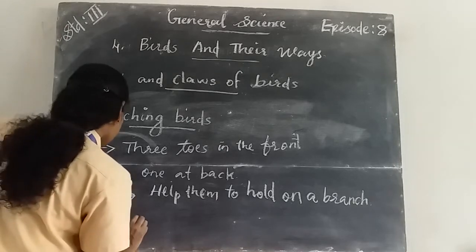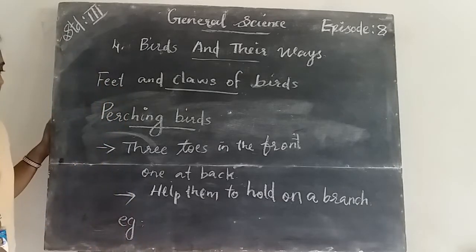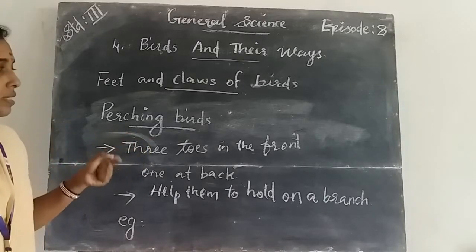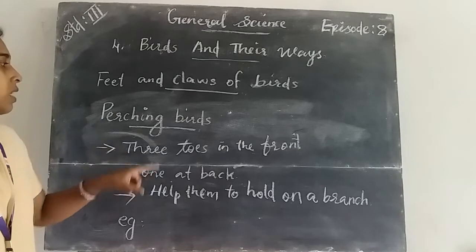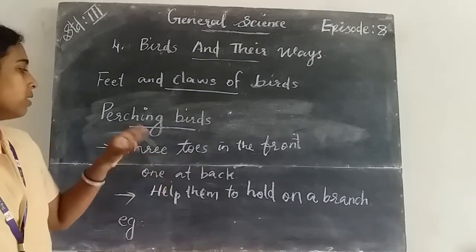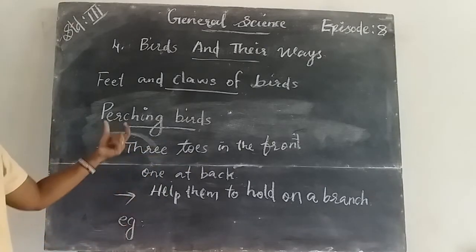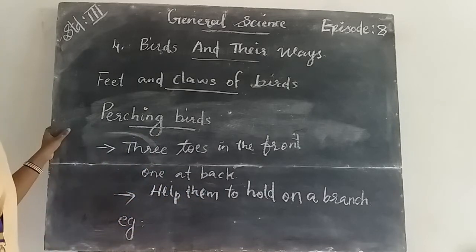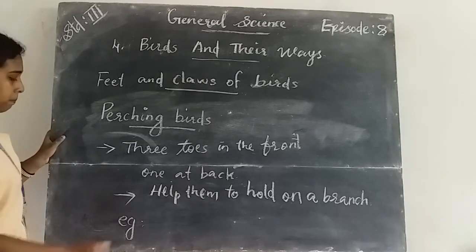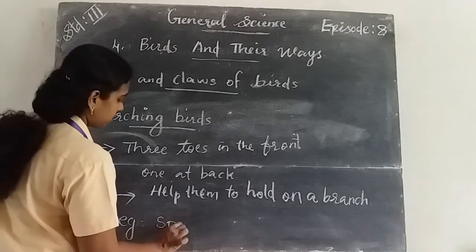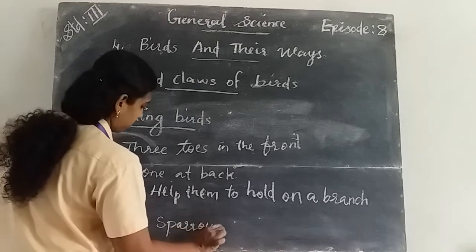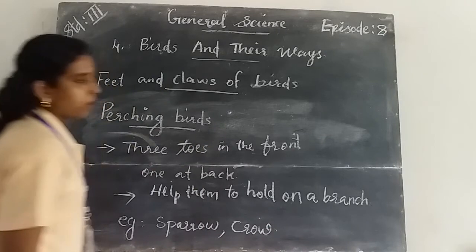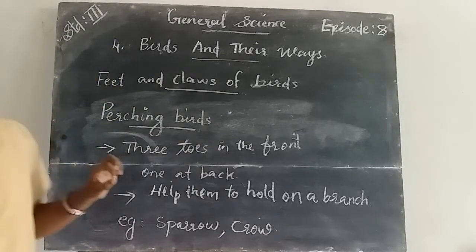Examples for perching birds are sparrows and crows, and they hold on to a branch with the help of their toes in their feet. They have 3 toes seen in the front and one at the back, and they use their toes to hold on to a branch. So the sparrow and crow are examples of perching birds.